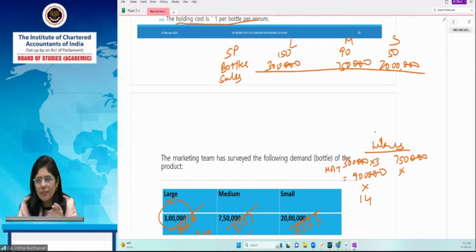And how many liters is in one bottle? 1.5 liter in one bottle of medium size. So 7 lakh 50,000 into 1.5. Total liters are 11 lakh 25,000. In this, 14 liters of raw material will be needed per liter. Clear? So you can calculate similarly.